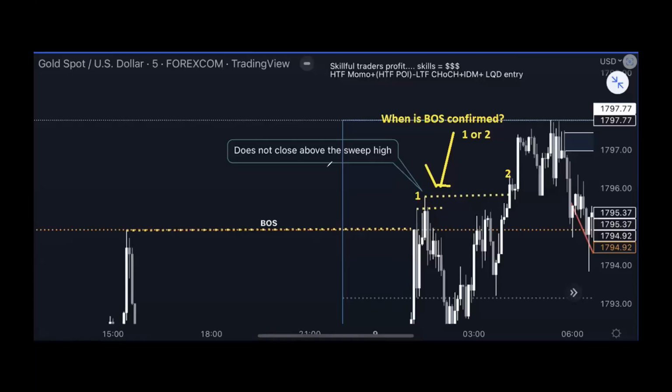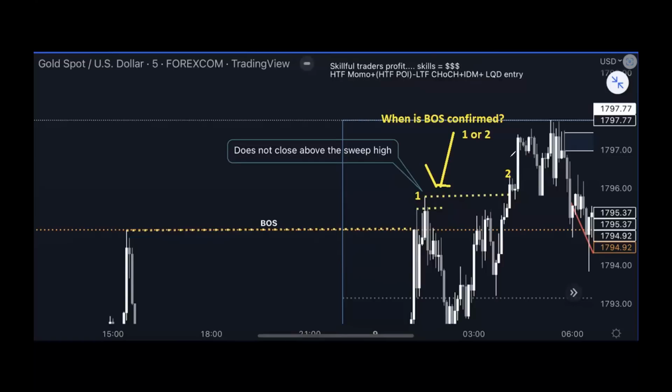Okay, so this was happening here because this is a break of structure but not a close above it, right? In the first week and second week. So actually our break of structure is confirmed here, right here, not this one, because these are generally liquidity. Yeah, correct.